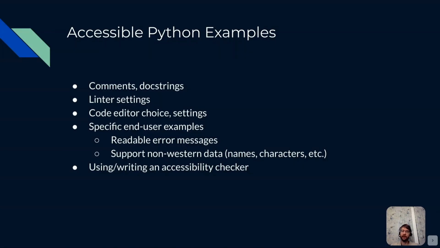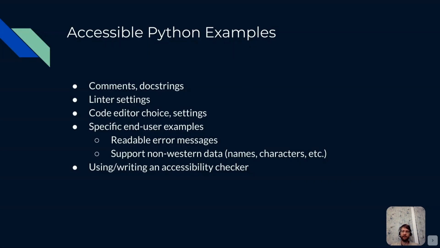Another thing is thinking of the specific end user examples, such as having readable error messages. When we write Python code, it's actually the Python backend that's returning error messages to the front end. So if the Python code has messages that are not readable by people, then that is actually an accessibility issue that can be fixed in Python.